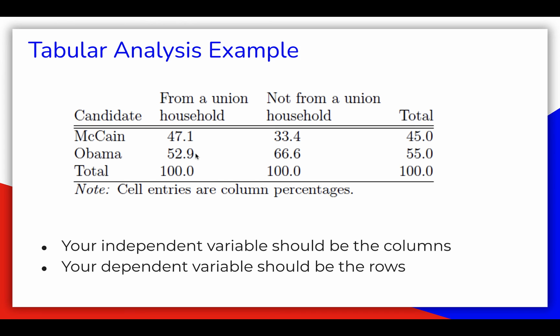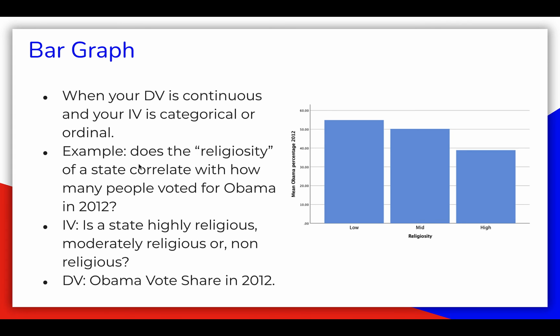Okay, so here our next example is bar graphs. Now you would want to use these when your dependent variable is continuous and your independent variable is categorical or ordinal. So an example that we have right here is, does the religiosity of a state correlate with how many people voted for Obama in 2012? So this is the percent of people who supported Obama in that state. And this is data from somewhere else. Like our dependent variable is here and our independent variable is here.